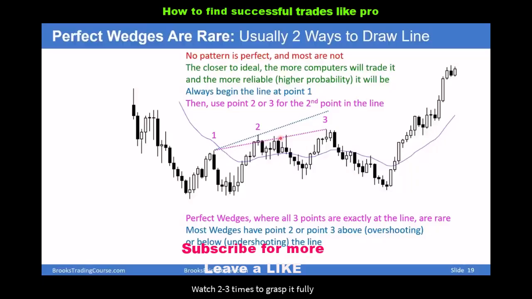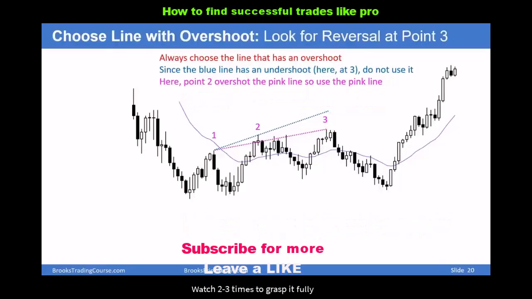For the pink line, point 2 is above the pink line. Point 2 overshot the pink line. Point 3 undershot the blue line. My routine is to always choose the line where there's an overshoot. I like overshoots. Since the blue line has an undershoot, I'm not going to use the blue line. The pink line here, point 2 is an overshoot, and I want an overshoot either at point 2 or point 3. So I'm going to use the pink line and get rid of the blue line.